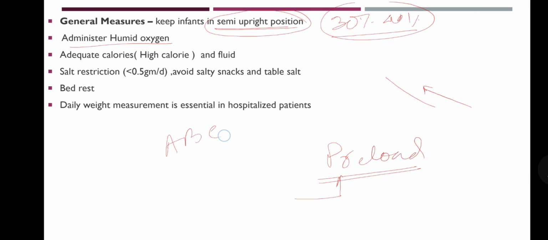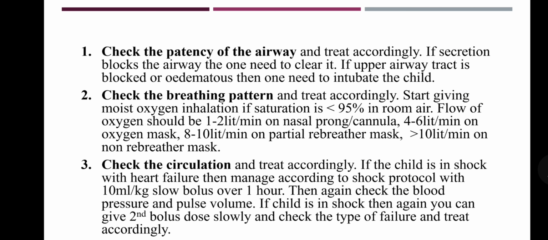ABCD means A means airway. So check whether the airway is patent or not. If there is secretion present, then we have to clear the secretion. Breathing pattern: we see the breathing pattern, and also give oxygen when the saturation is less than 95%. It is very important to keep the oxygen saturation more than 95%. And check the circulation. As I said, we divide into perfusion and also the types of heart failure.